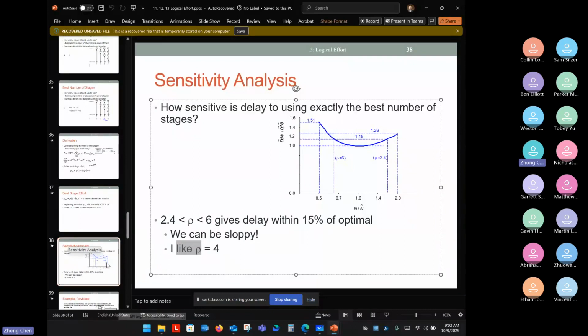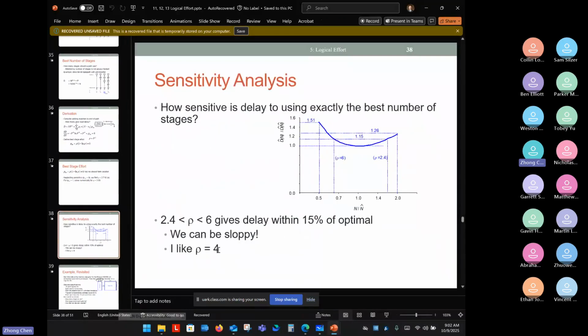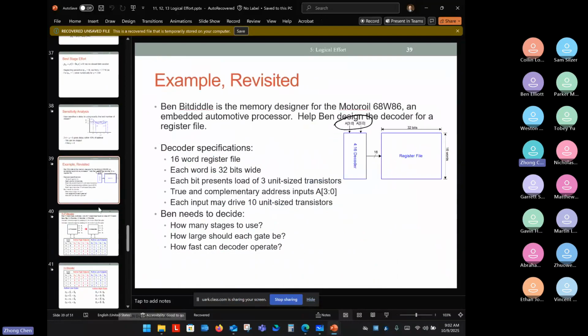We went through those very lengthy equations, trying to derive the number of stages versus the total delay time. Eventually we figured out that if we pick rho equal to 4, the delay time will reach the minimum. Okay, so then we come back to this design problem.